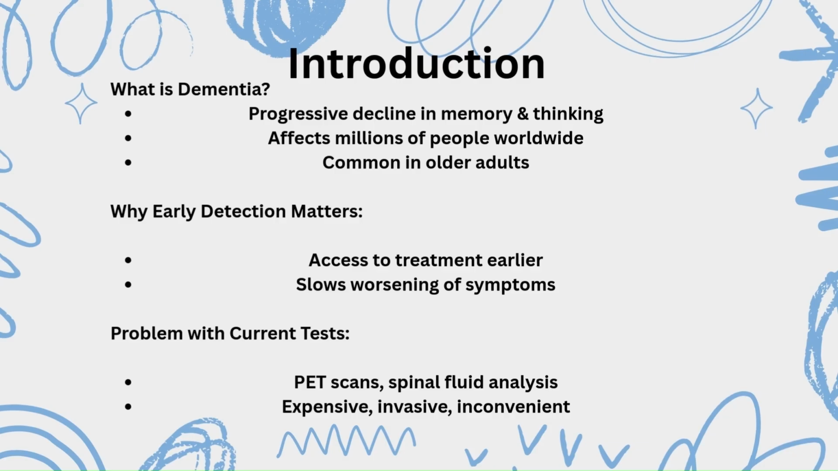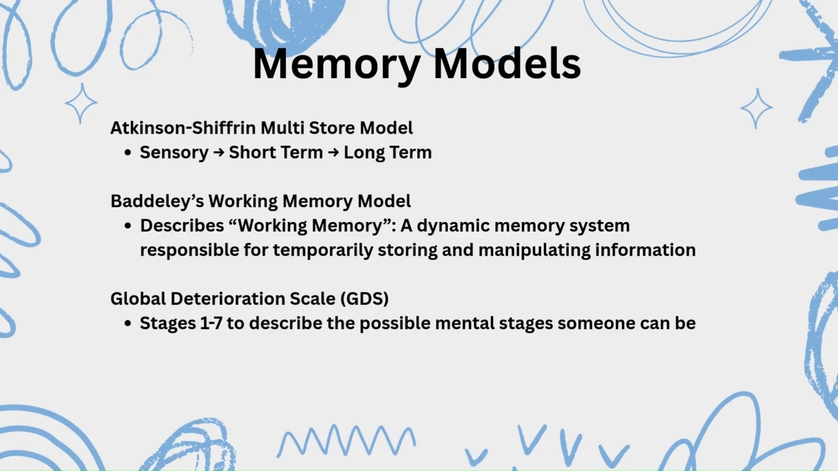and inconvenient. We took note from three memory models, which include the Atkinson-Shiffrin multi-store model, which describes memory from sensory to short-term to long-term, and then there's Baddeley's working memory model, which describes working memory as a dynamic memory system responsible for temporarily storing and manipulating information. And last but not least, there's the Global Deterioration Scale, which is the GDS. It labels dementia from stages 1 to 7 to describe the possible mental stages someone can be in.